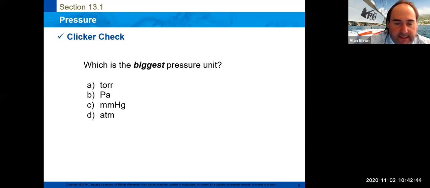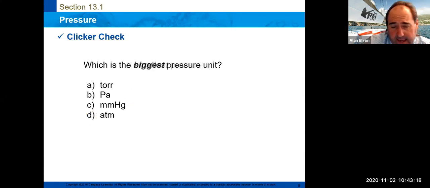All right, which one is the bigger unit here? It would be atmospheres, because in one atmosphere there are 760 torr, which means atmospheres is larger. In one atmosphere there are also 101,000 pascals, and one atmosphere is also 760 millimeters of mercury. So atmospheres is the bigger unit of all of them, as one of those represents a bunch of all the other ones.